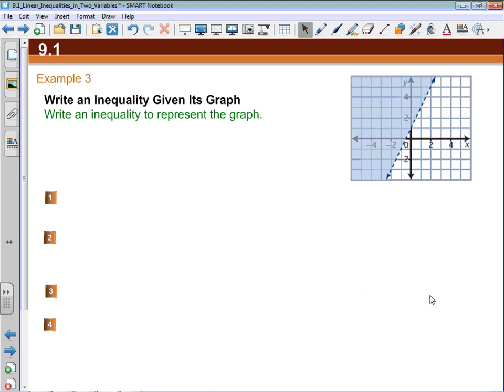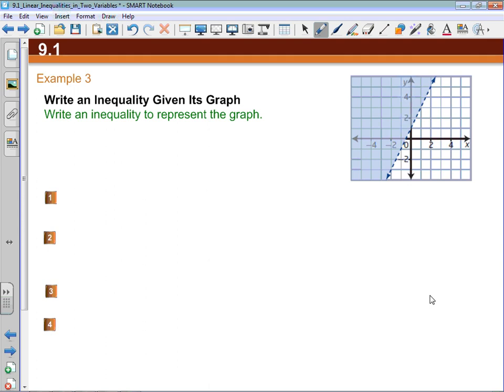Example 3 in 9.1 throws a bit of a twist at us. It gives us a graph and it wants us to come up with an inequality to represent that graph. As a class, you guys did great on this in, I think, chapter 7, where you had to come up with an equation of a linear line from 2 points. And all we really need for a linear line is 2 points or a slope and a point.